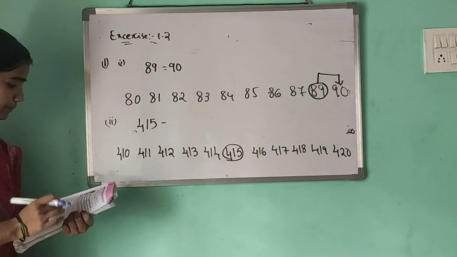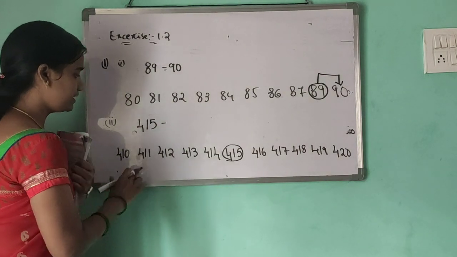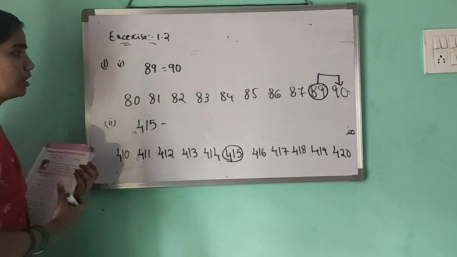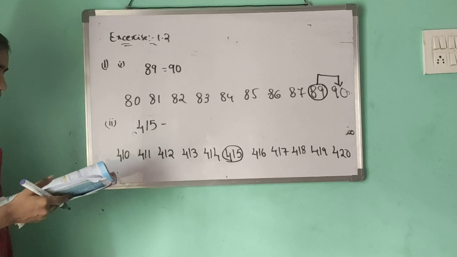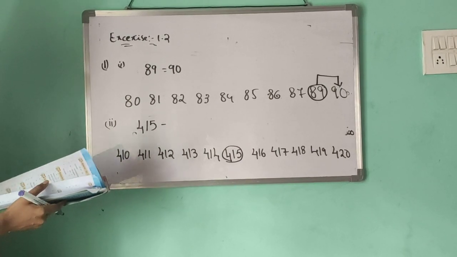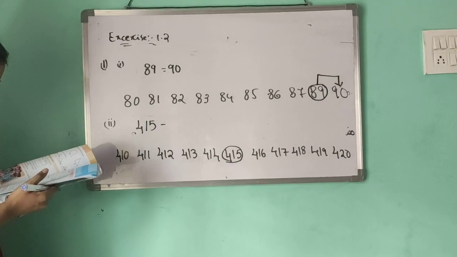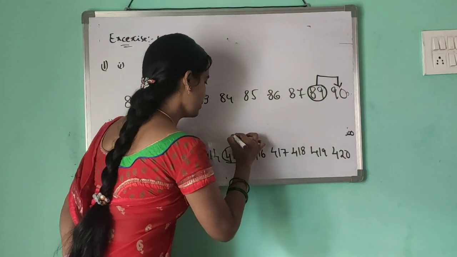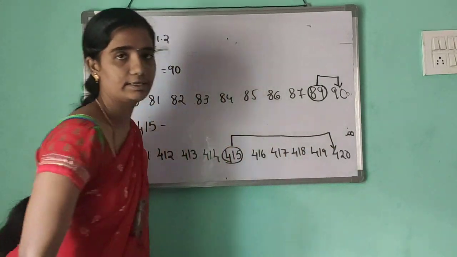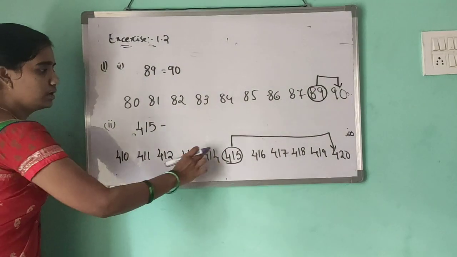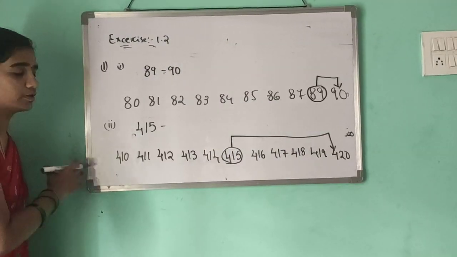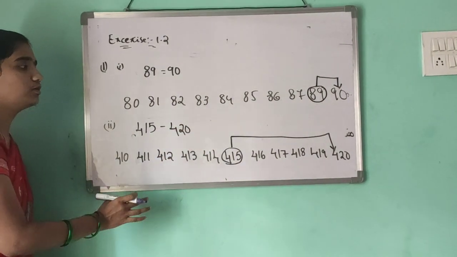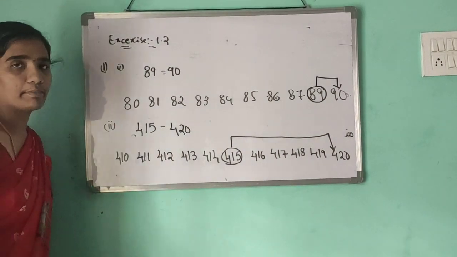Which is the nearest number? Counting, 1, 2, 3, 4, and 1, 2, 3, 4: both 410 and 420 are the same distance. Wait, one more time. So the nearest number is 420. We can write 410 also, but the answer is 420. In this way, we have to find the nearest number of the given number.